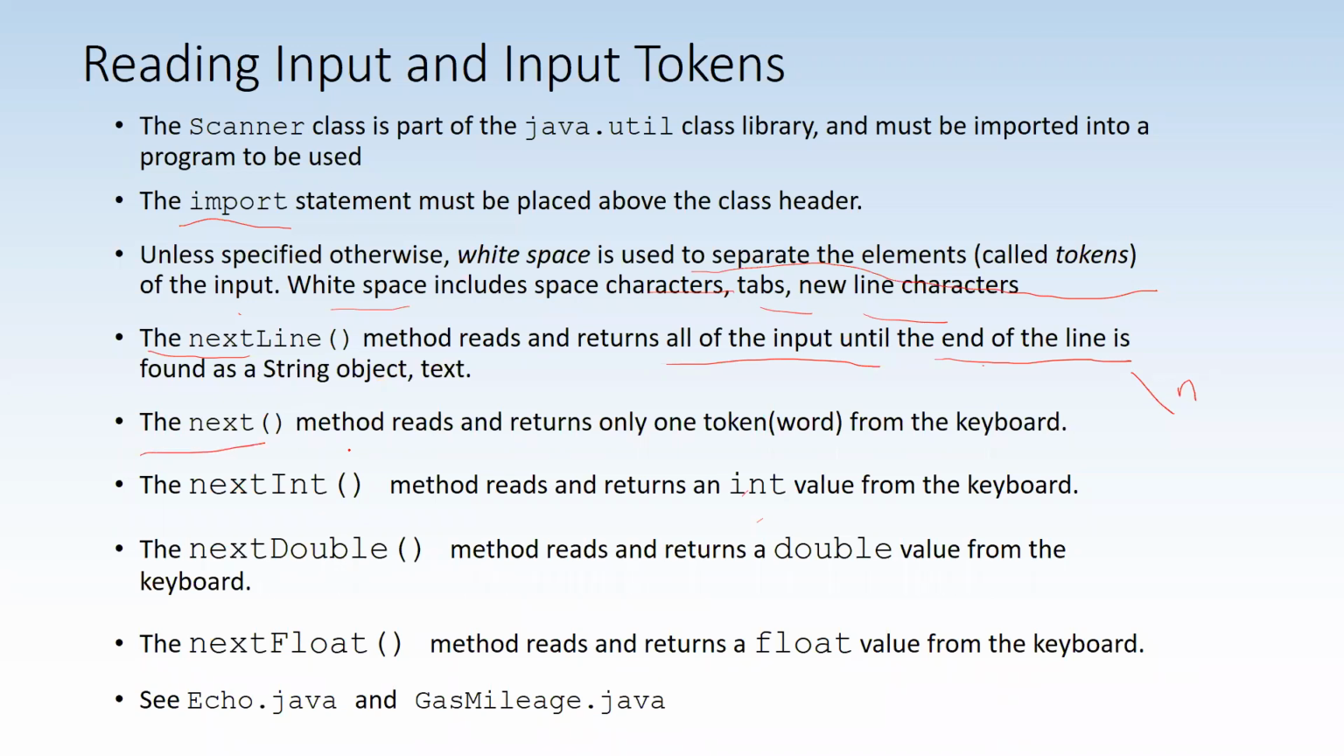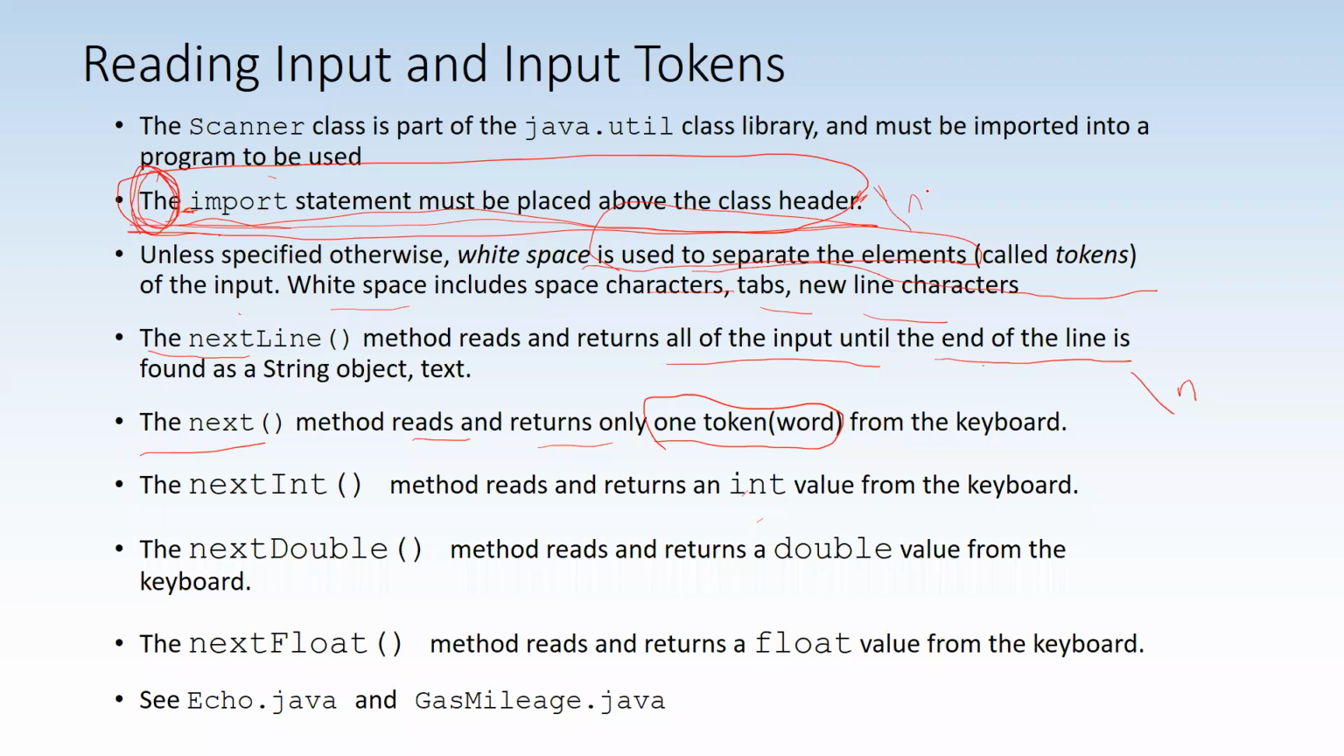Next is another method. It reads and returns only one token. So if you use next to read this whole statement, it will read only this one word. Why? Because this is a white space, and the white space is used to separate the elements. So it will read this one word. If you use nextLine, it will read this whole line, including the new line character. There is a new line character attached here. You don't see it. That's called a non-printing character, right?